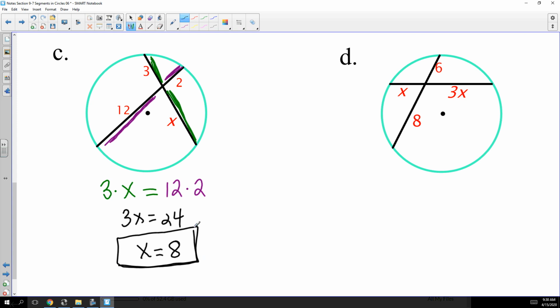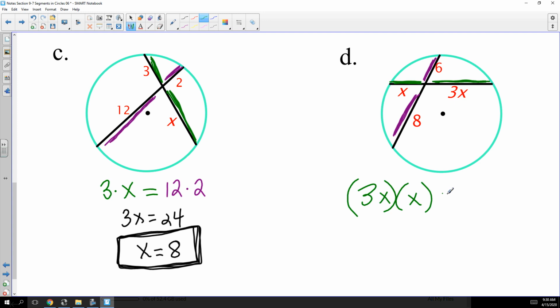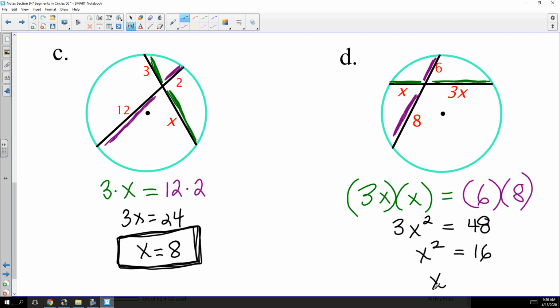Again, notice that doesn't mean that the chords are the same length. It means the products are the same. All right, one more time, same exact thing all over again. We have two chords intersecting inside a circle, and each chord gets split into two parts, the product of which is equal to each other, right? So that means that 3x times x is going to be equal to 6 times 8. So then we have 3x squared is equal to 48, x squared is equal to 16, and x is equal to 4.